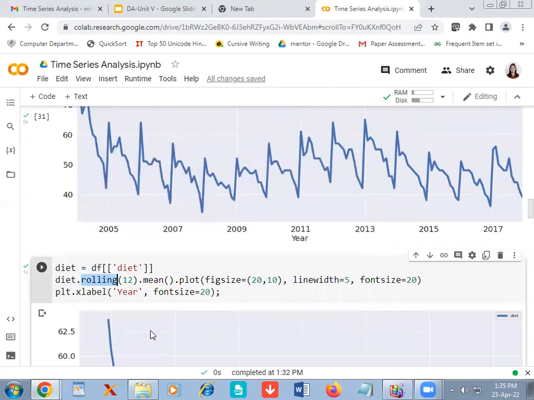Now, what does window size mean? Here we have 12 months, so we have taken the window size equal to 12. Likewise, in your application, you can decide the window size, and then find the rolling mean to analyze the trend. What is the function for that? Diet is the variable in which I have stored the data. Rolling is the inbuilt function to which I pass the parameter, window size 12, then the mean of that, and then I plot the data.